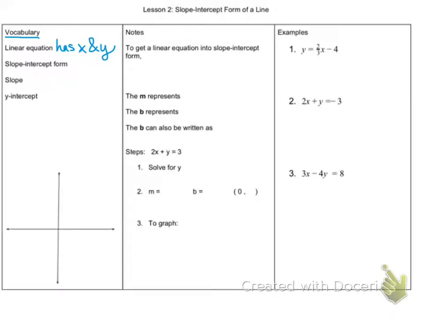So today we're going to talk about the slope-intercept form of a linear equation, and that is written as y equals mx plus b. Slope is the m number, y-intercept is the b number. So slope is also known as rise over run, which means up and down over side to side.